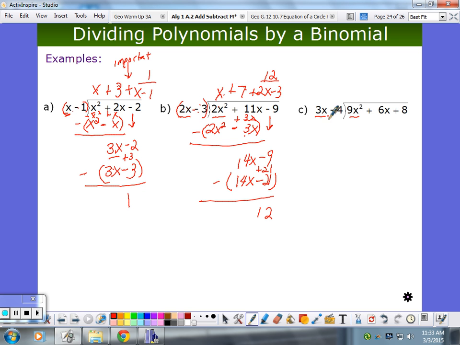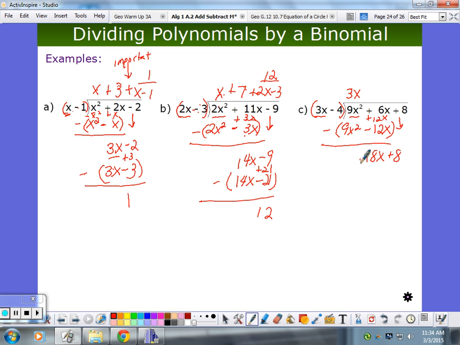3x to 9x squared. What do you multiply to there? 3 and an x. Multiply this whole thing by 3x. 3x times 3x is 9x squared. 3x times negative 4 is negative 12x. Subtract. Well, that makes this become plus, doesn't it? 18x. Bring down that plus 8.